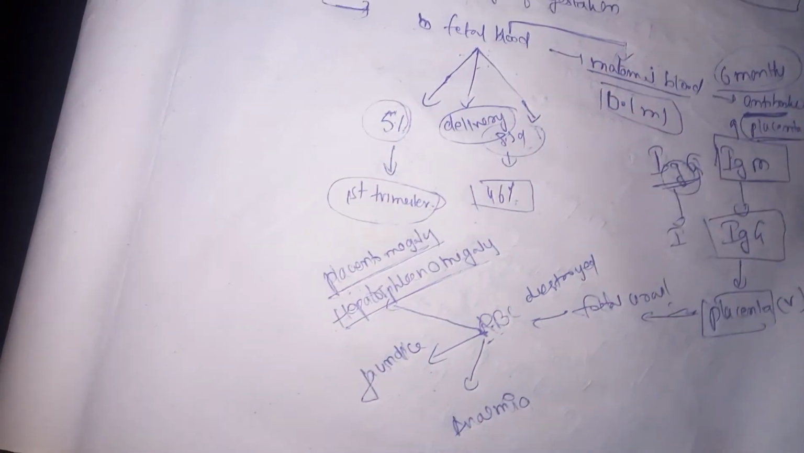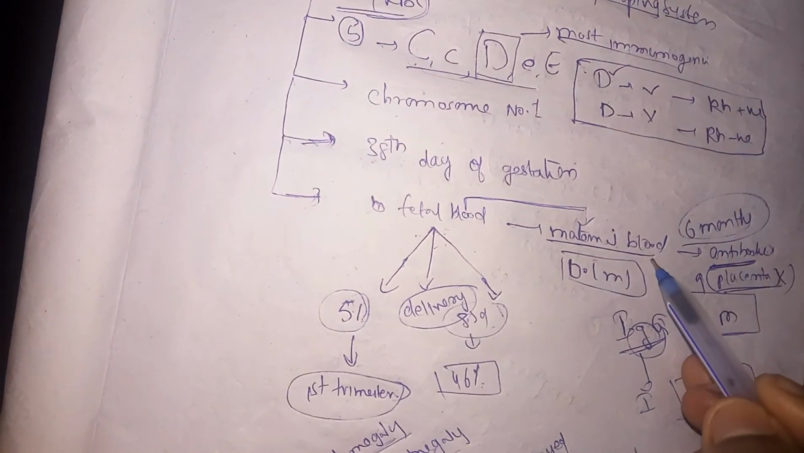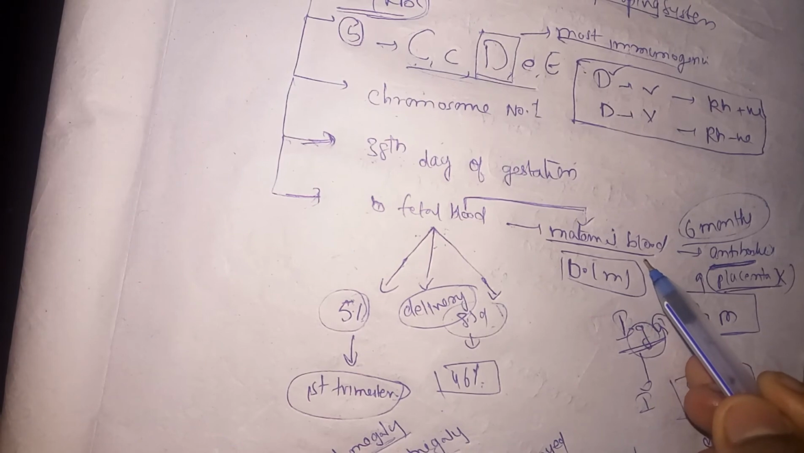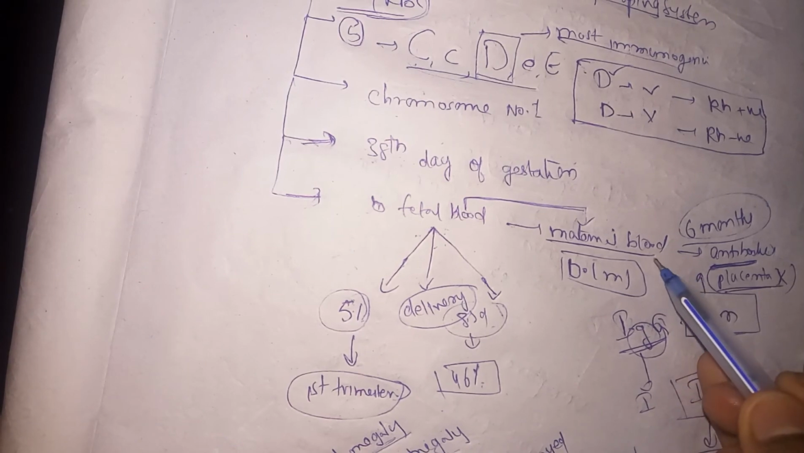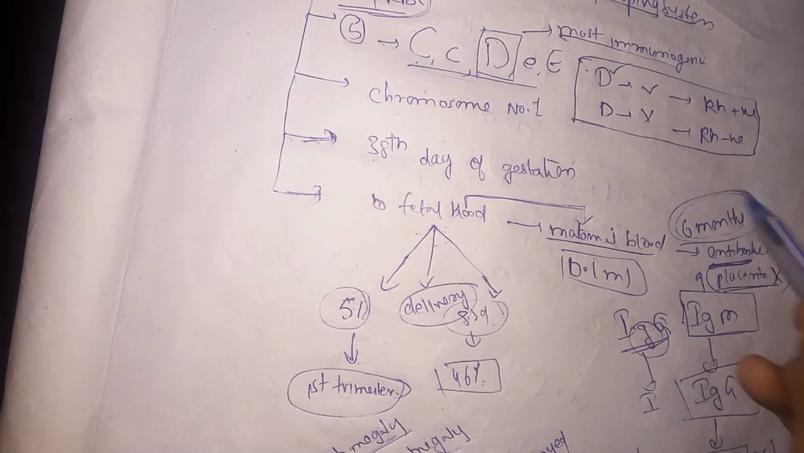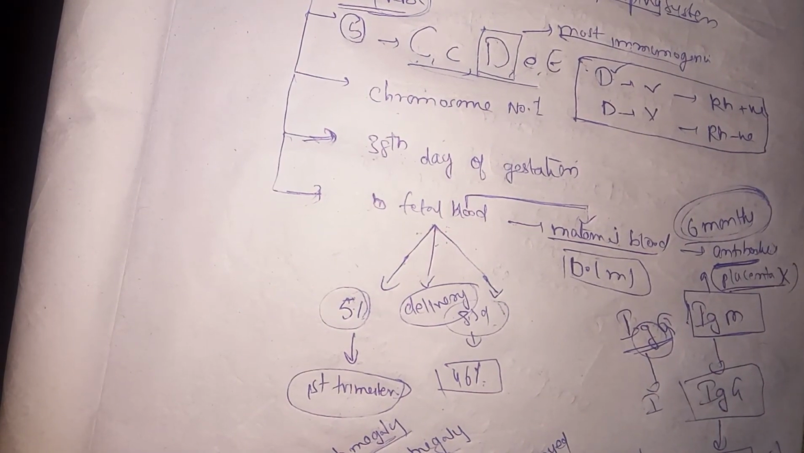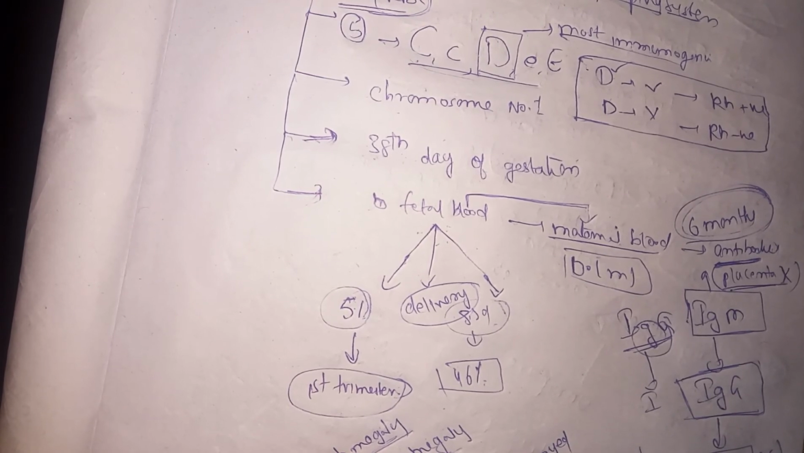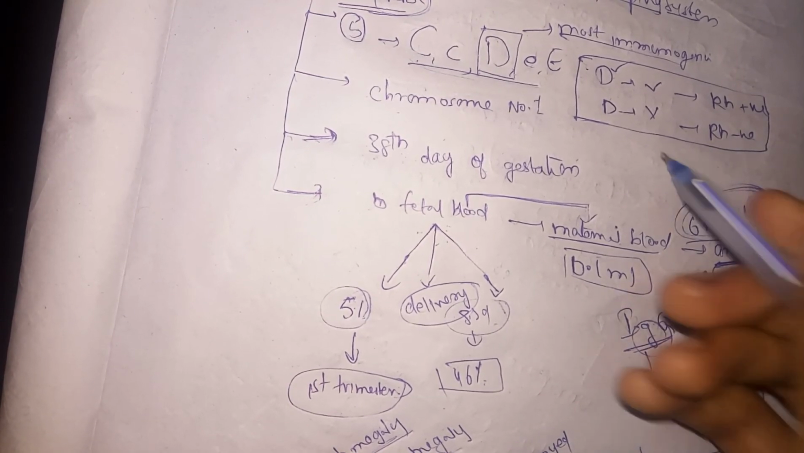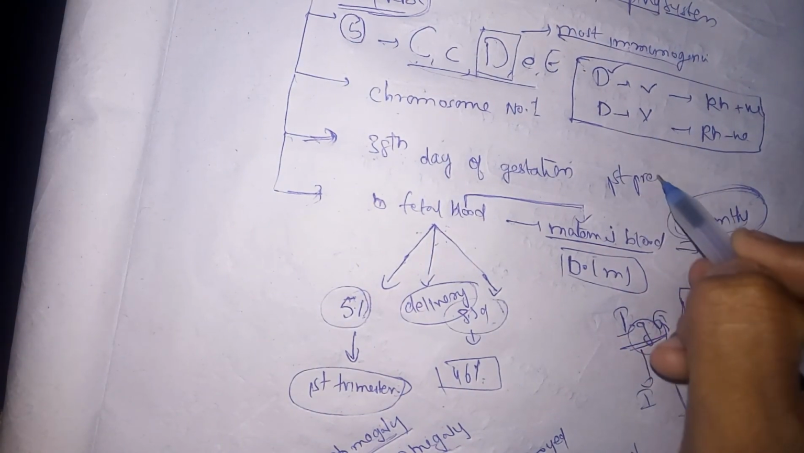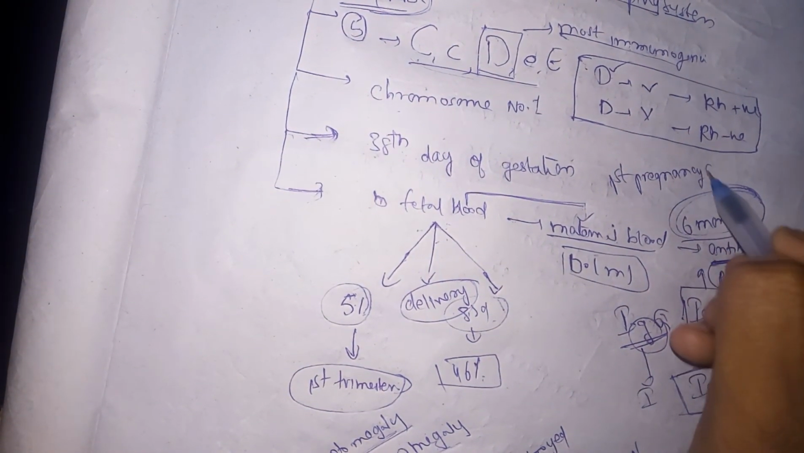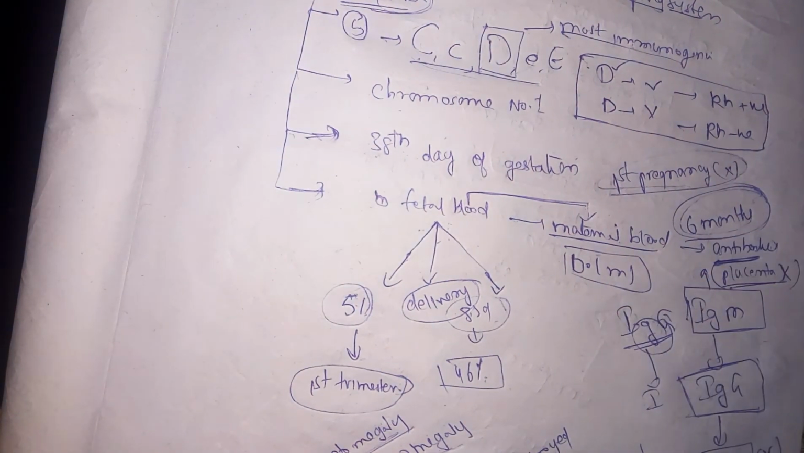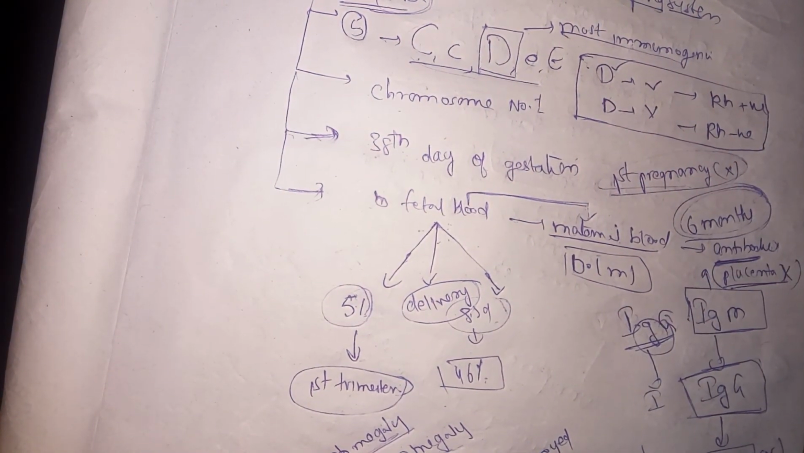You see here, there is a very large time gap between the entry of fetal blood into maternal circulation and antibody formation. It's around 6 months. Even for the formation of IgG antibody, it takes longer than 6 months. So usually the first pregnancy will not be affected, because during the first pregnancy we expect the transmission of blood, and by the time the baby is delivered, the antibodies would not have been produced.